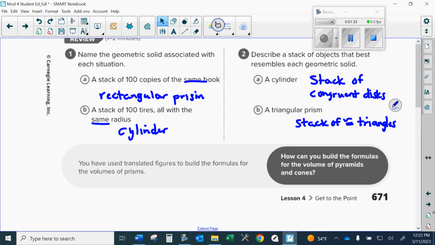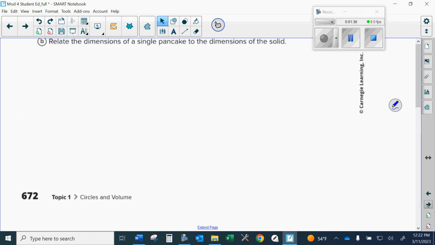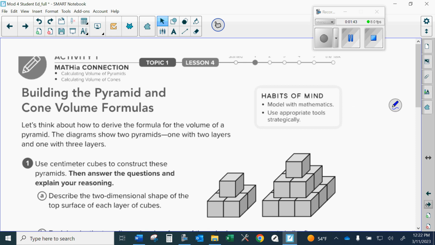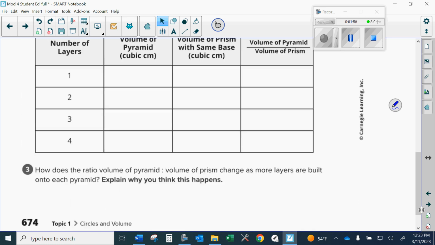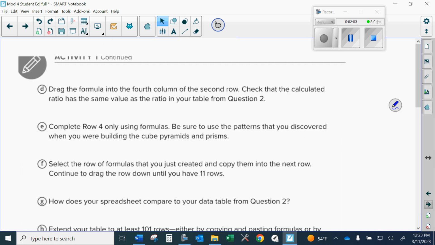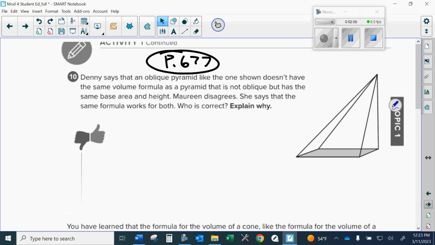All right, let's go on. Okay, building the pyramid and cone volume formulas. Remember, volume we know is three-dimensional because we have area of the base times the height. We are just going to go past this and actually get to problems, so it's not as long. Okay, page 677.